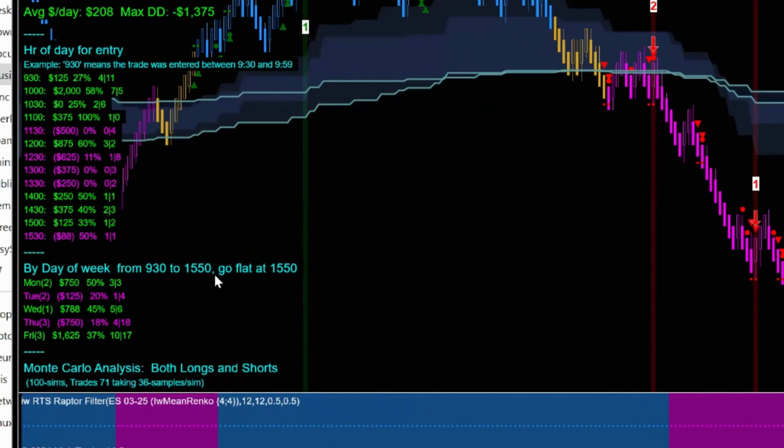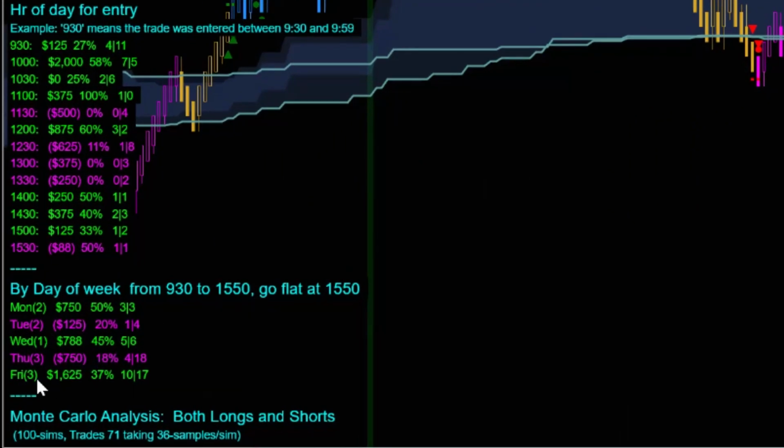Looking pretty sweet. Fridays on Raptor are good. So we've had 3 Fridays in historical backtesting, and it's a gain of $1,625 trading those, trading the 10 tick stop, 30 tick target. And we're 10 wins, 17 losses, 37%, but still with a 3-to-1 reward to risk, we're pulling in some good money there.